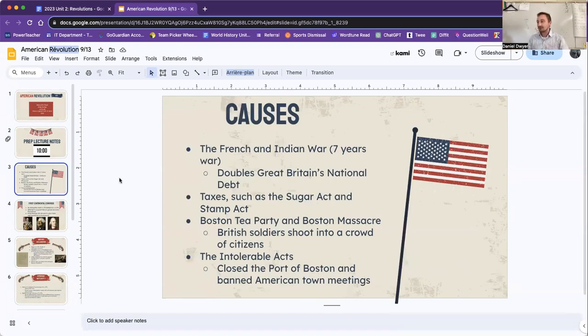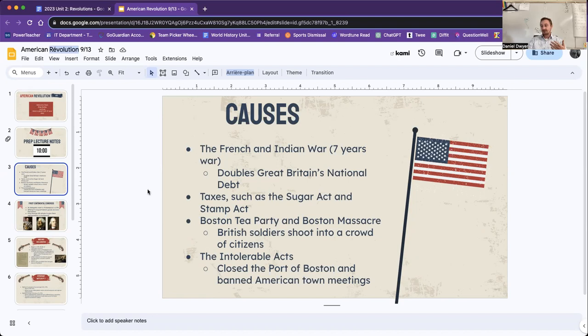So things I want to start off with is causes of the American Revolution. The big one we're going to start with is the French and Indian War, sometimes called the 7 Years' War. This is a war that the British are going to fight, and a lot of the Americans are actually going to get drawn into this fight because they were British citizens, right? This is a war fought on American land and into Canada.